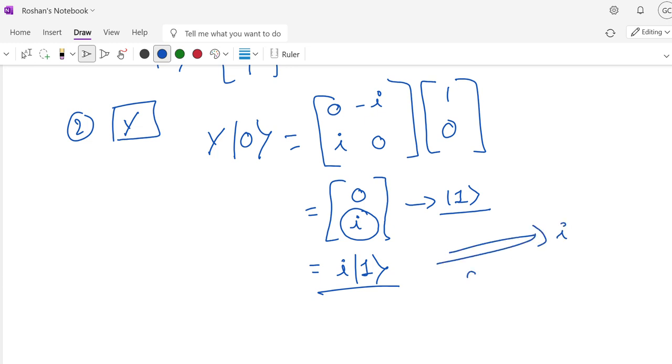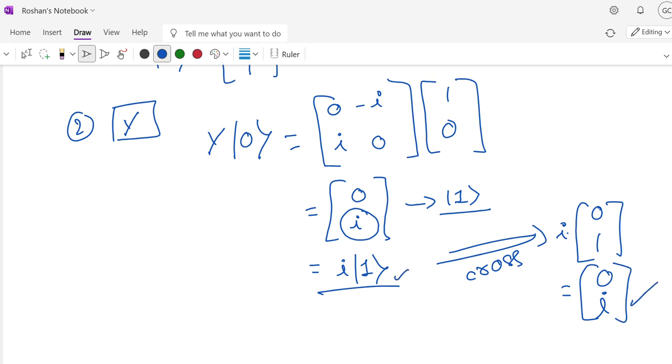Even if you are not sure whether the value is correct or not, you can cross verify it with simple mathematics from scratch. You know that you got an output i. How do you represent the one state? You know that one will be 0 and 1. So if you multiply i with this, what will be the output? 0 and i. So both answers match. So this representation is correct.